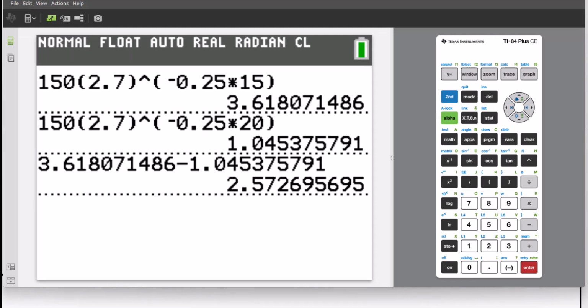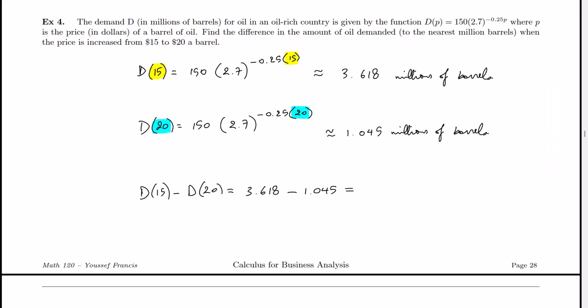So roughly 2.5726. So because of the 6, I'm going to say 2.573. So 2.573. And again, this is in units of millions of barrels. So I'm just going to copy paste that to the answer.